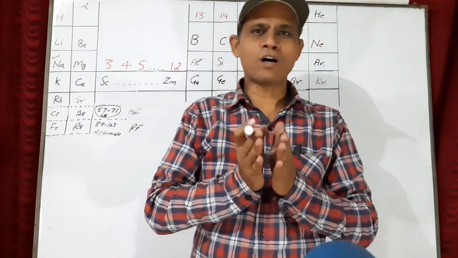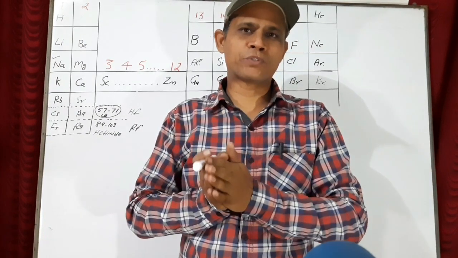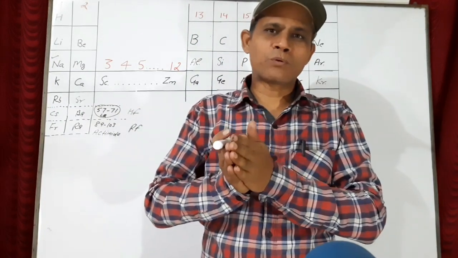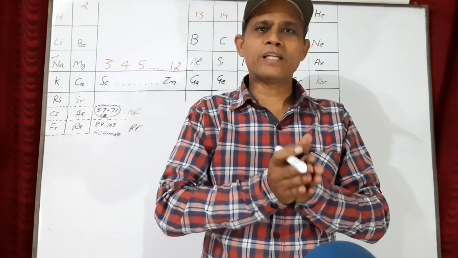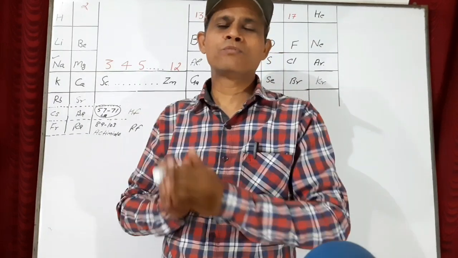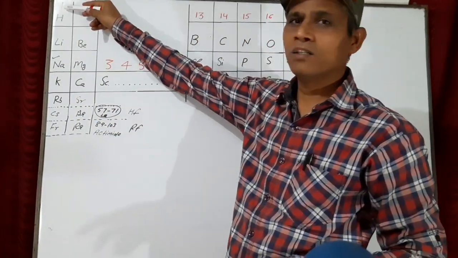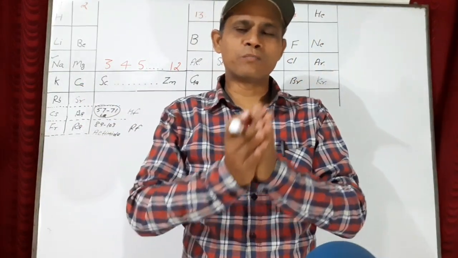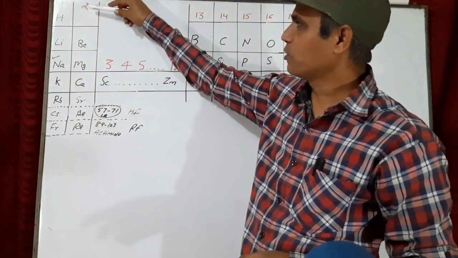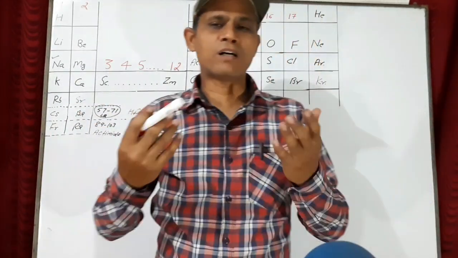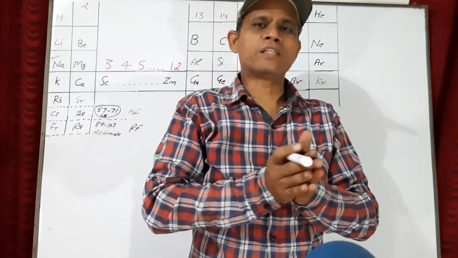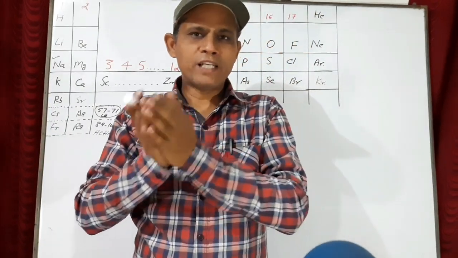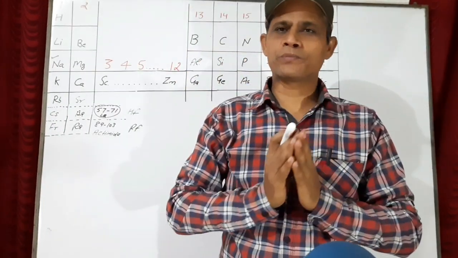So, first of all, how the elements are arranged in the groups. Those elements in which the outermost electrons are the same are put in the same group. For example, in group number 1, all the elements have only one electron in their outermost shell. Similarly, in group number 2, all the elements have 2 electrons in their outermost shell. So in this way, the elements are arranged in the groups.